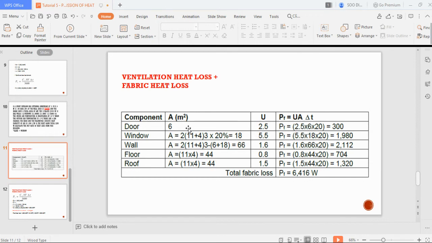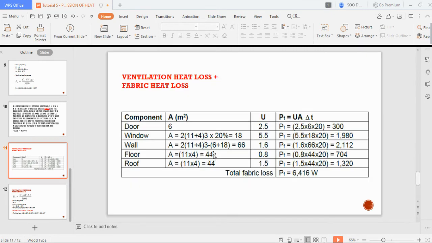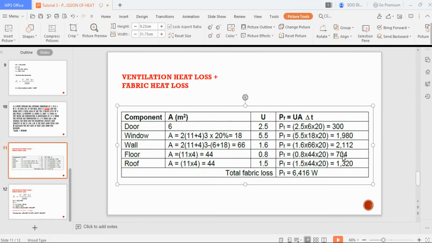So 2.5 with the area 6 multiplied by the temperature difference. So the temperature difference is 18 minus negative 2. So minus minus become a positive plus. So 18 plus 2 equals to 20. So this is how you get for the temperature. So you multiply them together, you get a sum of total fabric loss.